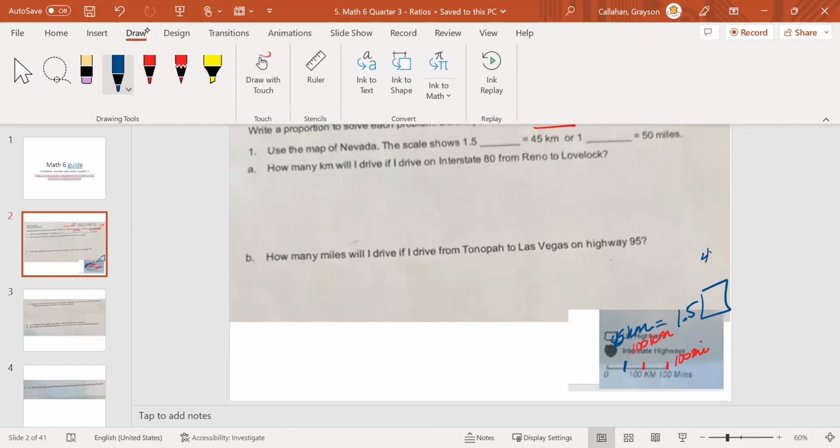Well, I would say if it's 45 kilometers, that's approximately equal to, if this is 100 miles, half of that will be 50 miles. Half of that will be 25. So I will say 25 miles. Or you could say 2.5. I don't even know how you would do that though.